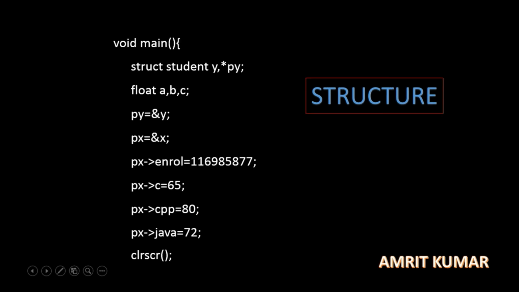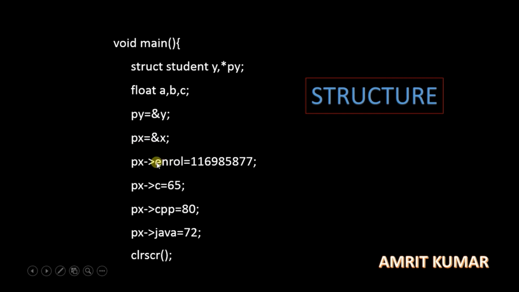After that I am using the float data type. You can see here three variables, A, B and C. These three variables can contain float data. After that I am assigning the address of y into the pointer py, and the address of x into px. It means whatever y contains is going to be stored in the pointer py, and whatever x contains is going to be assigned in px, which is also a pointer.